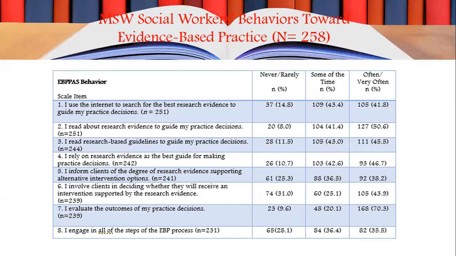And so we're beginning to see some distinction and variation here, because there wasn't much variation as it related to attitudes. But when we start talking about behaviors, that's when we see a bit more differentiation among these categories. The next question we ask is, I read about research evidence to guide my practice decisions. Again, almost 50-50 here, with some saying I do this some of the time and others saying I do this often or very often.